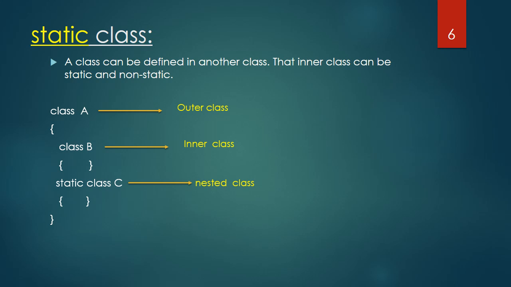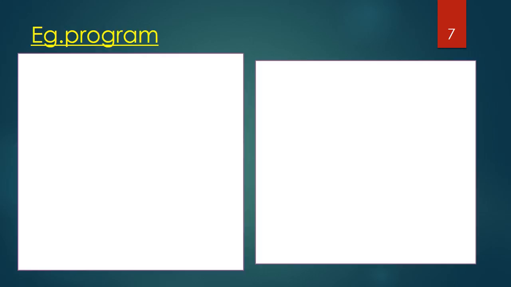So let us see this with a complete program example. When we are using classes in this way, if you want to create an object of the inner class, first we have to create an object of the outer class. By using that object we can create an object of the inner class. But coming to the nested class, we can create an object of the nested class without an object of the outer class. So let us see this with an example program.